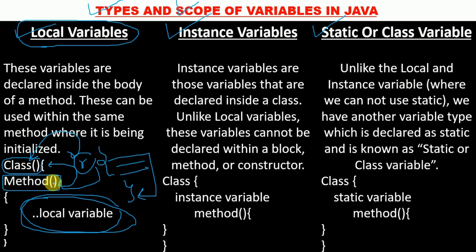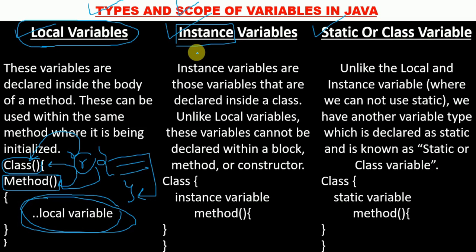Now it's time to know about the instance variable. What actually is the instance variable? Instance, we say, is object type. That means once we create an object, we are actually creating a blueprint of a class.